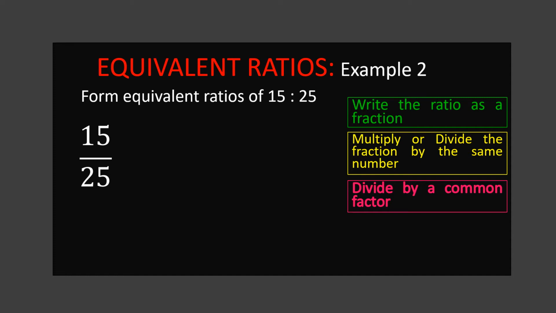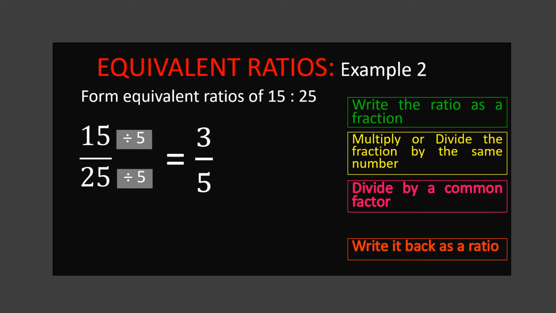Now think of a factor by which you can divide both 15 and 25. We can divide it by 5. 15 divided by 5 gives you 3. 25 divided by 5 gives you 5. So when we simplify the fraction, we get 3 over 5. But remember, we are not reducing fractions. This is forming equivalent ratios. So we need to write our fraction back as a ratio. That means the new ratio is 3 is to 5.